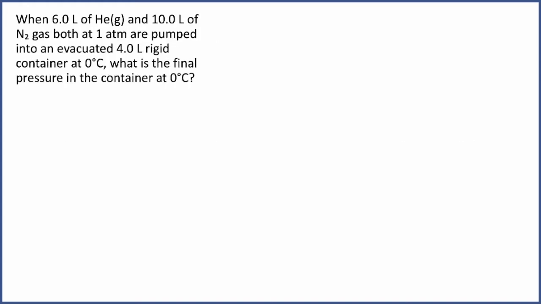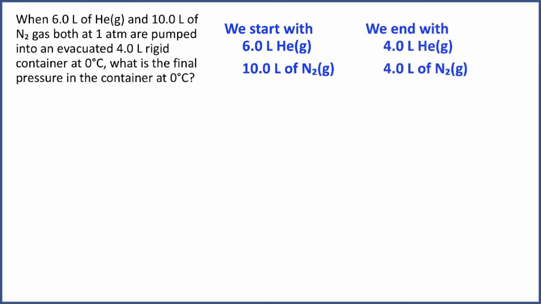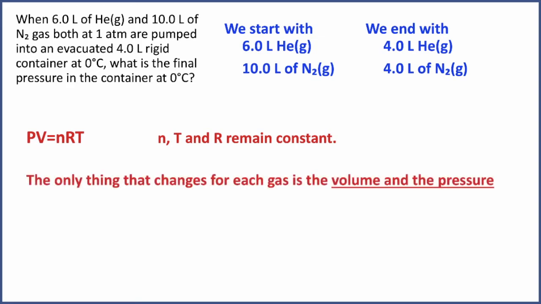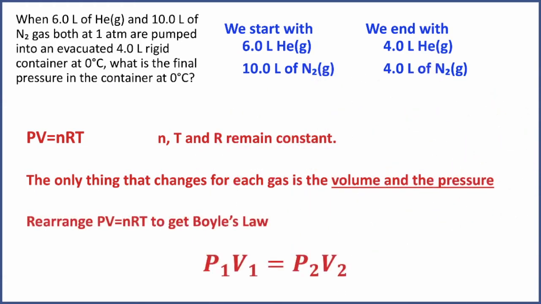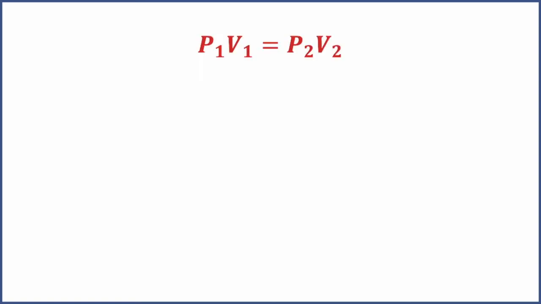So let's wrap our head around this. We're going to start with 6 liters of helium gas and 10 liters of nitrogen gas, and we're going to be squeezing both of them into a 4-liter container. We will take our ideal gas law. We notice that n, T, and R will remain constant, and that the only thing that's changing is the volume and the pressure. We can use algebra to rearrange PV equals nRT to get Boyle's law. P1V1 equals P2V2. Now we're going to use this equation on each gas separately.